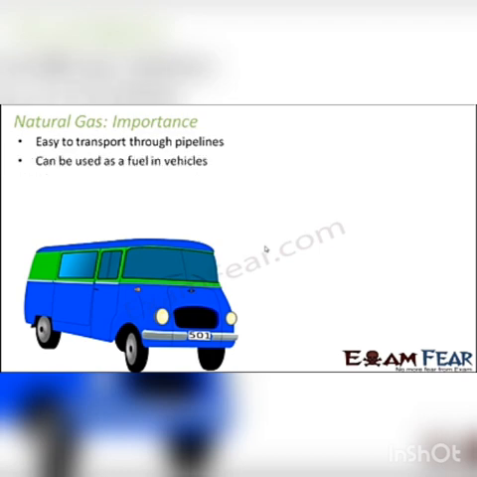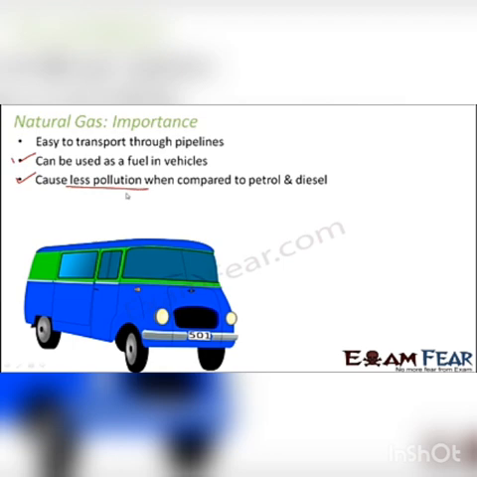It can be used as a fuel in vehicles also. And the best part is that it can act as a better fuel in vehicles when compared to petrol or diesel. You know why? Because it causes very less pollution when compared to petrol and diesel. In case of petrol or diesel, when you burn them, they leave a lot of residue. So what is that residue? Those residues are the smoke producing causes. So they cause pollution. But in case of natural gas, they leave very small residue.